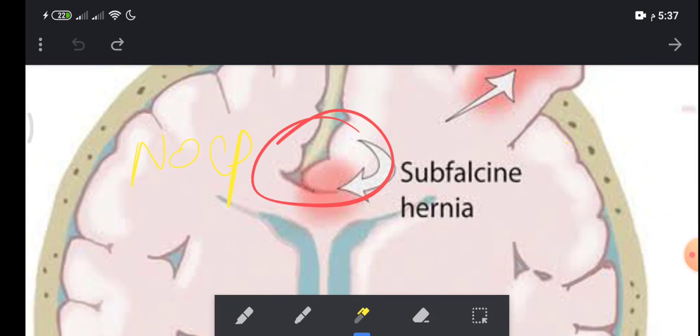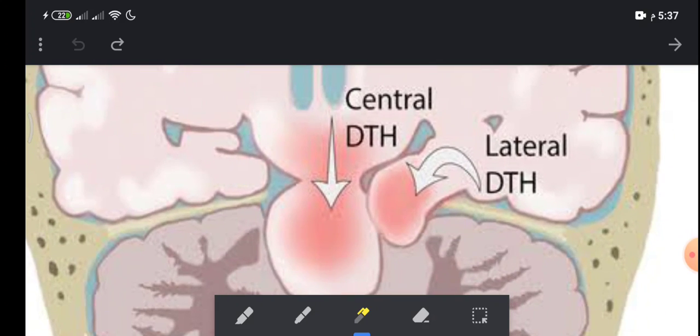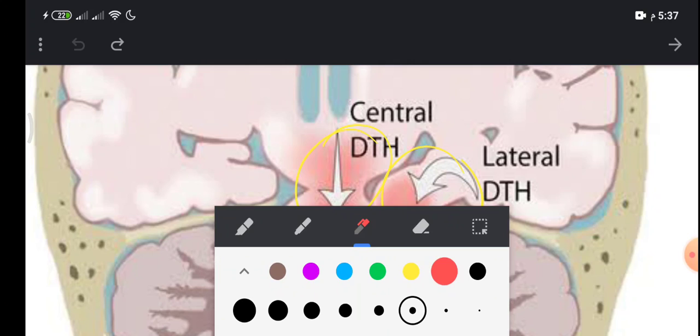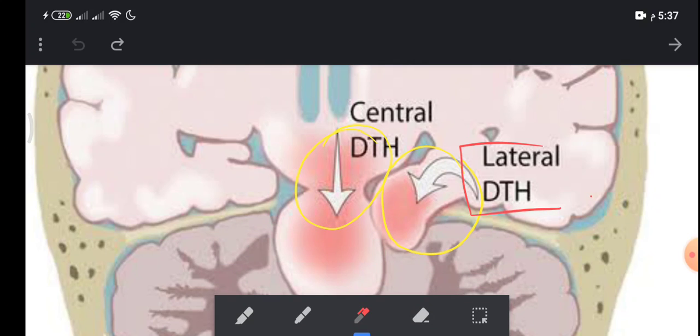Okay? The second thing we're going to talk about is the tentorial herniation or transtentorial herniation. It may be central, involving the substance of the pituitary gland and hypothalamus, and also it may be lateral. So what's the difference between them? First, we will begin with the lateral transtentorial herniation. Here something from the lateral brain herniates to the other side and compresses the brainstem. So the first thing we are going to talk about is a decreased level of consciousness. That's something that for sure will be affected.